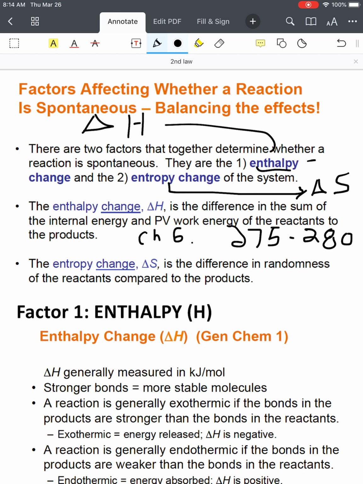But that's basically just telling us about the difference in the sum of internal energy and PV work, products compared to reactants. Now, on the other hand, the entropy change, delta S, is what we learned about in the last video. It's really this difference in randomness of the reactants compared to the products, this ability to distribute energy throughout the molecules in our system, all right? So both of these things are important.